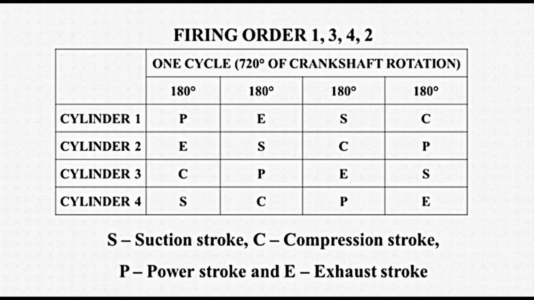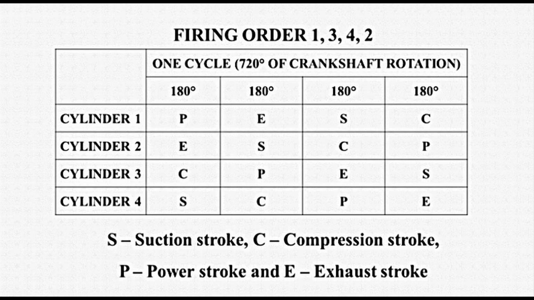A letter represents different strokes. S is for suction stroke, C is for compression stroke, P is for power stroke and E is for exhaust stroke. Another thing mentioned in the table is the firing order. It is the order in which firing occurs in the engine. Firing means producing a spark through the spark plug in case of a petrol engine. Just after this, there is the power stroke. The firing order mentioned is 1, 3, 4, 2.